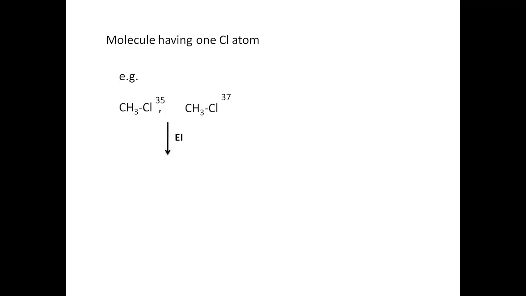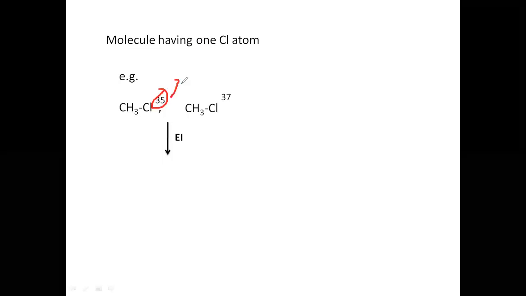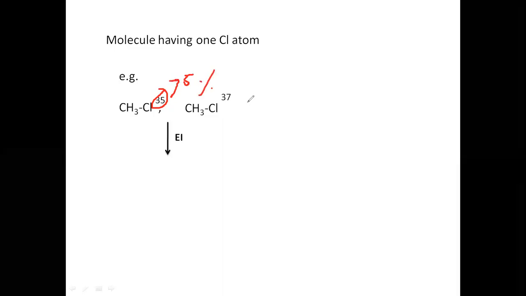When we do the electron ionization of this methyl chloride sample, we should know the ratio. Chlorine 35 is present at 75%, and Cl37 is present at 25%. We can say 3 is to 1. 3 is the percentage of A and 1 the percentage of B. Remember this point.